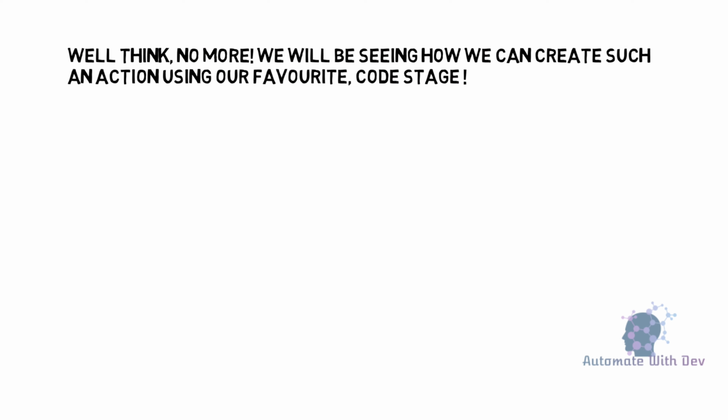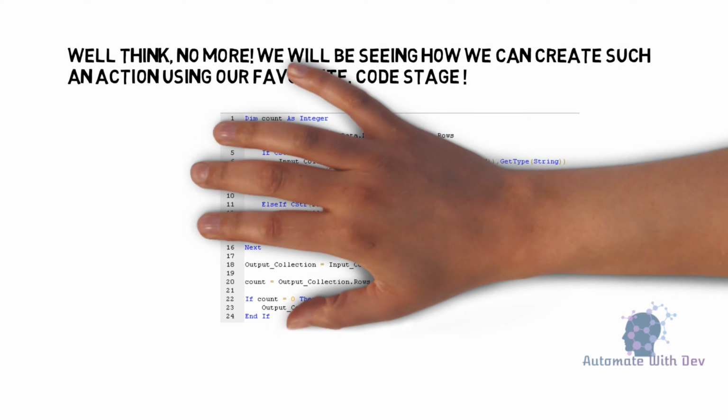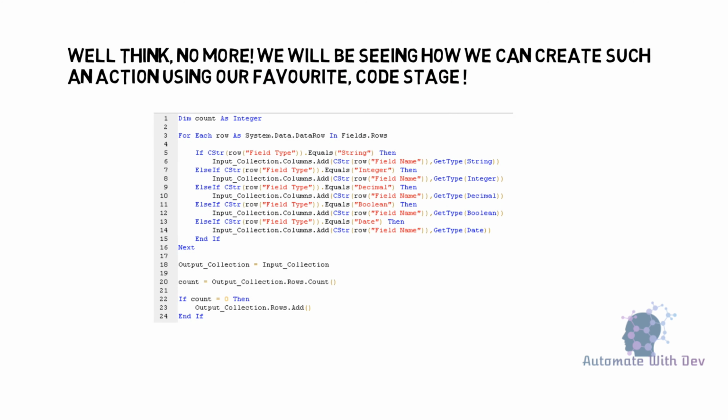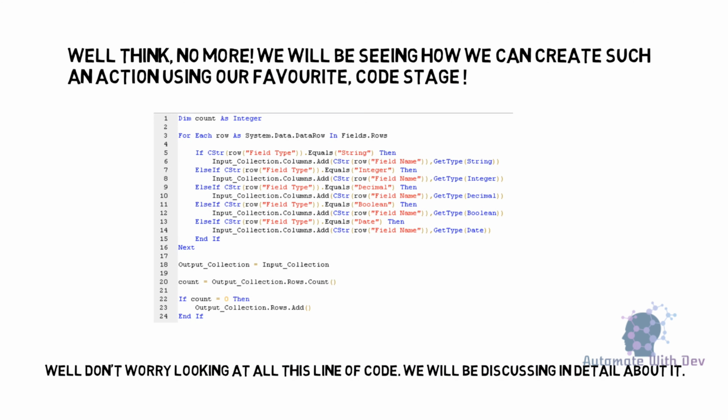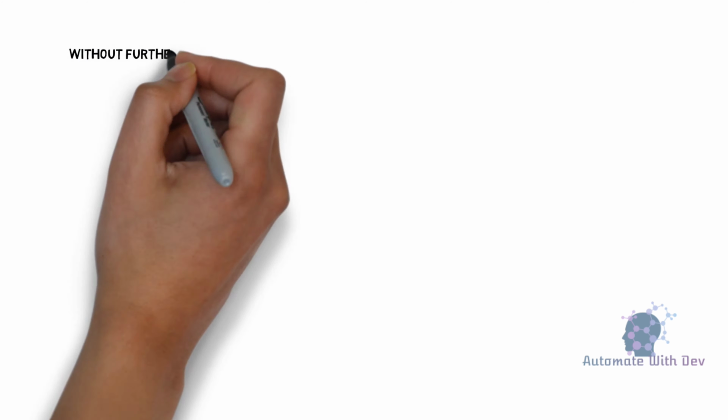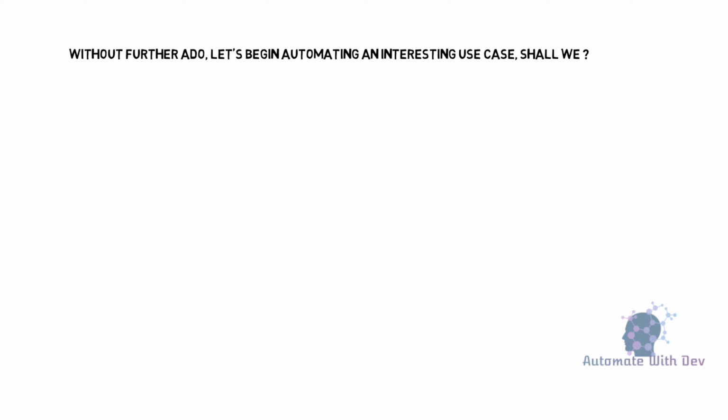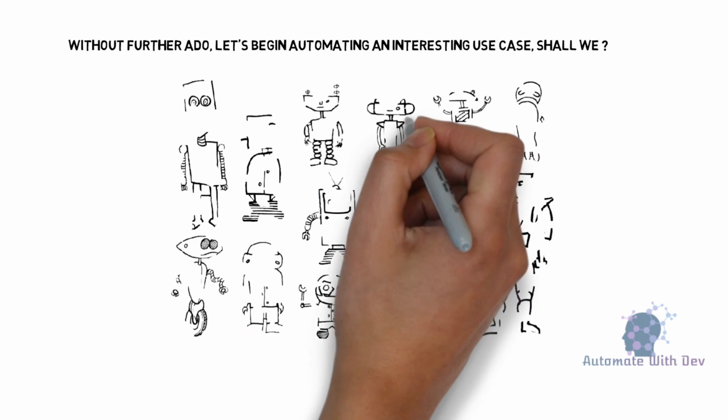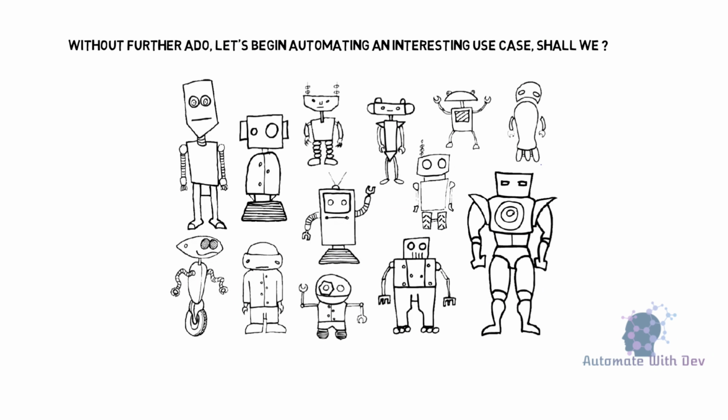Well, think no more. We will be creating an action of our own using our code stage. This is a sample code that we are going to develop. Don't worry looking at this, we are going to discuss it in detail going further. So without any further ado, let's begin automating this interesting use case, shall we?